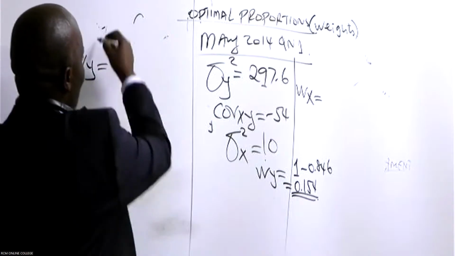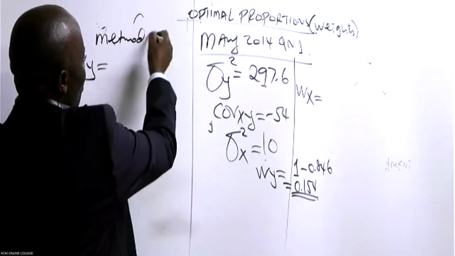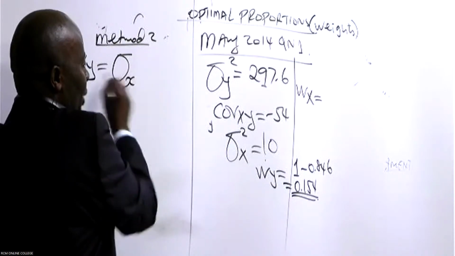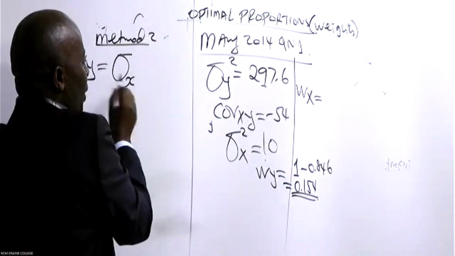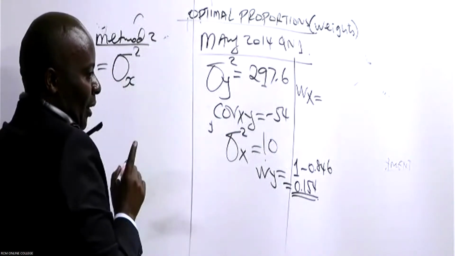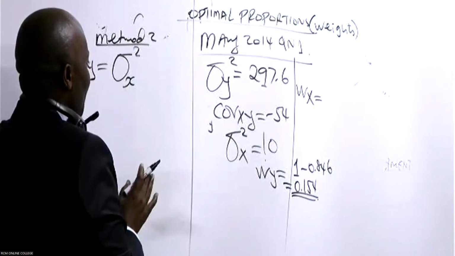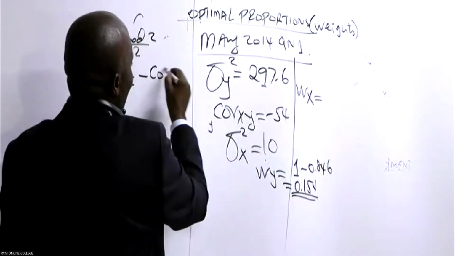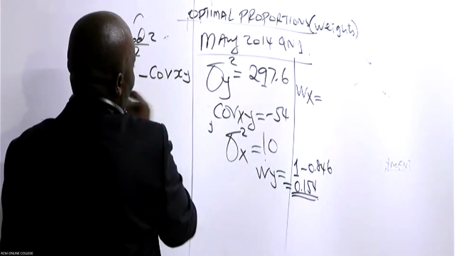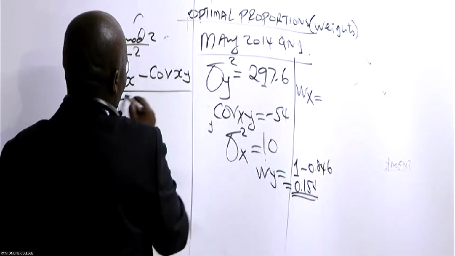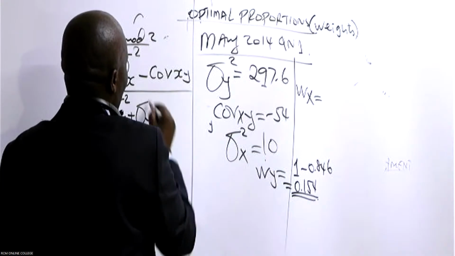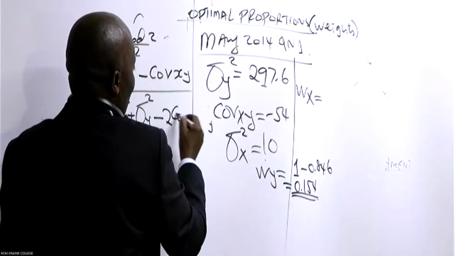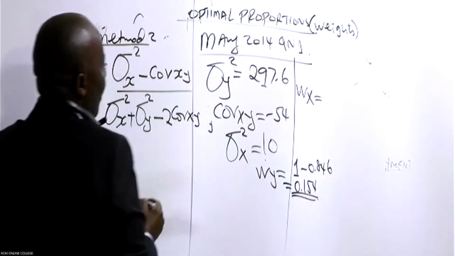So this is method 2. To get weight of Y, just know that you are starting with variance, but now the interchange. Now this time around, we shall talk of variance of X. If it's Y you want, you start with the opposite variance, and then you say minus covariance XY, all over variance of X plus variance of Y minus 2 covariance XY.